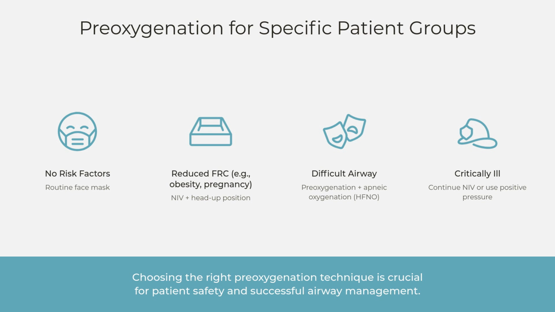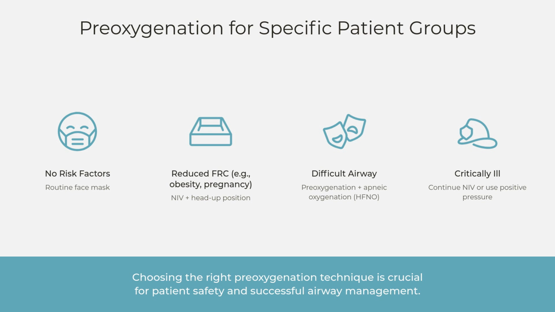Choosing the right preoxygenation technique depends on the patient. For those without risk factors for hypoxia, a routine face mask with passive delivery is sufficient and reliable. Patients with reduced FRC, like those with obesity, pregnancy, or abdominal masses, benefit from non-invasive ventilation combined with a head-up position to increase FRC and prolong safe apnea time.